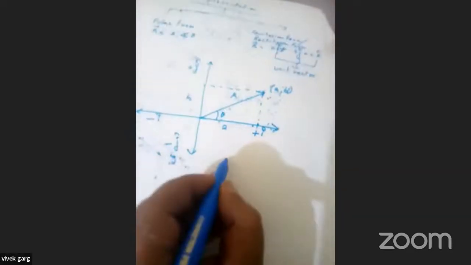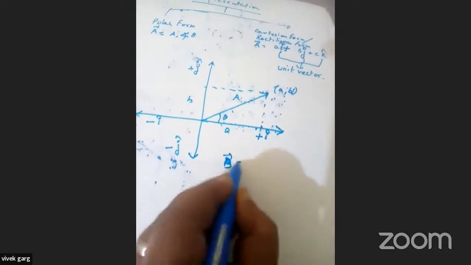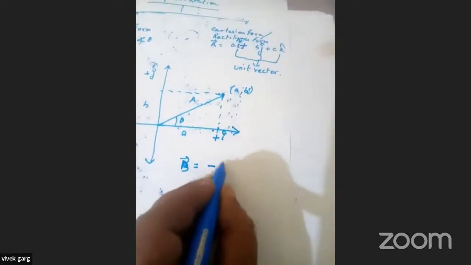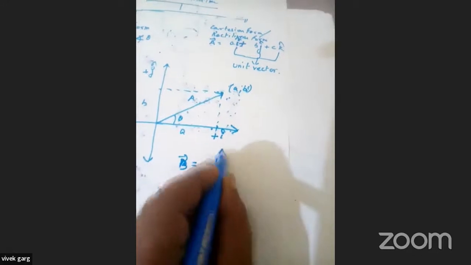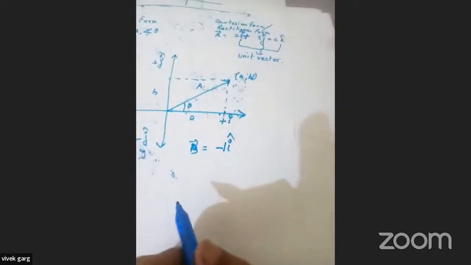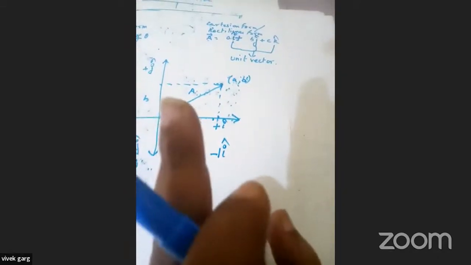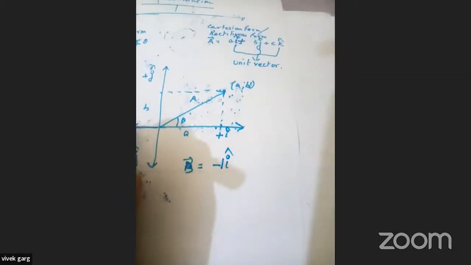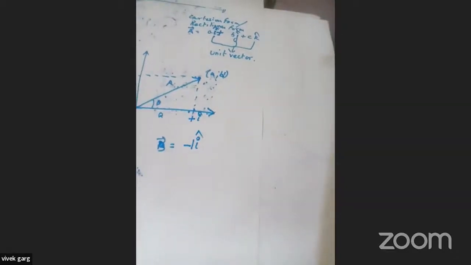Suppose there is a vector B, which I write as minus 1 I cap. I can write it as minus I cap also. It doesn't matter because its magnitude is still 1. I will not say that its magnitude is minus 1. No, its magnitude is still 1, but along the minus x-axis. So this time, the minus sign will not indicate the magnitude. It will indicate the direction.